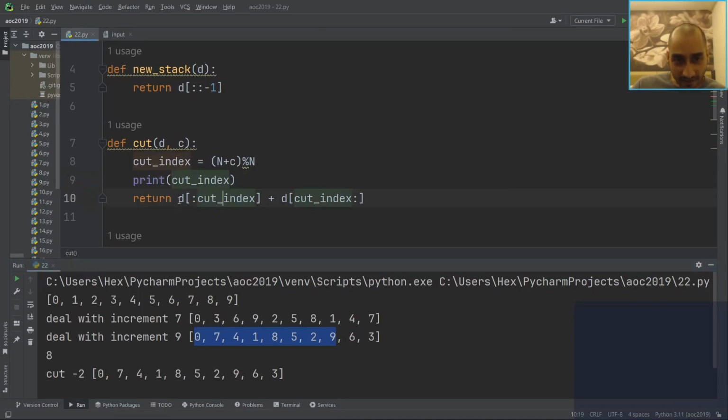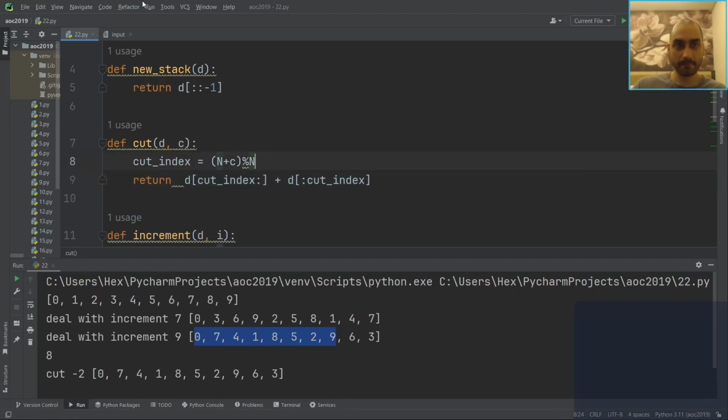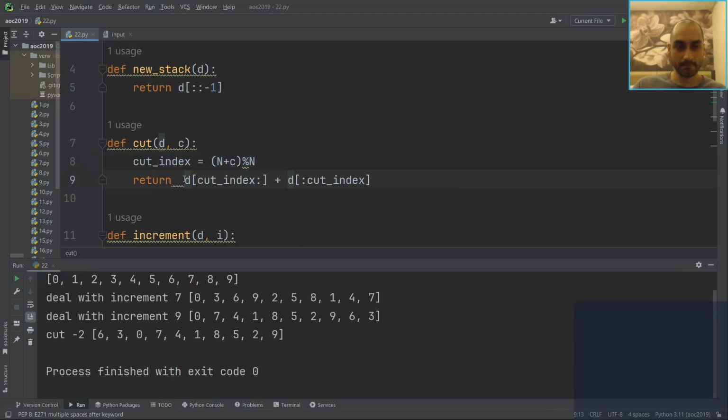Oh my god! I've got this the wrong way around. This is just D up to that point, plus D from that point onwards. So how did I get it right for that more complex example then? They must have just had a symmetry in there. They had cut -2, cut -4, cut 3, cut -1. How did that work out? Alright, fine, whatever. Don't want to know.